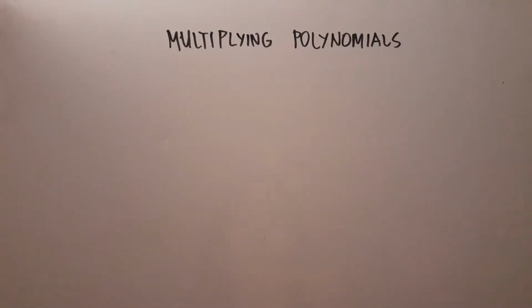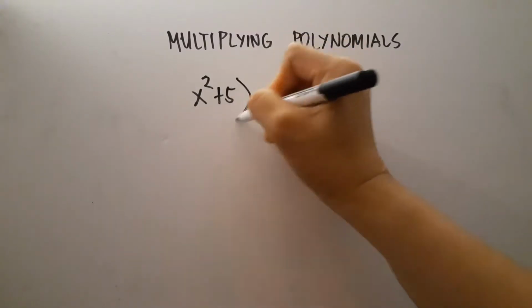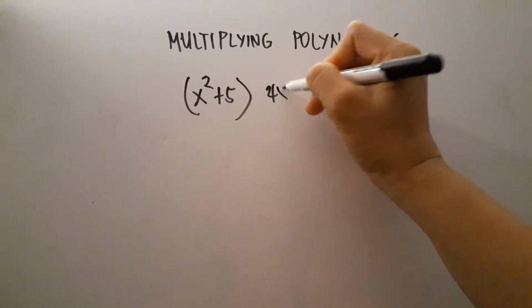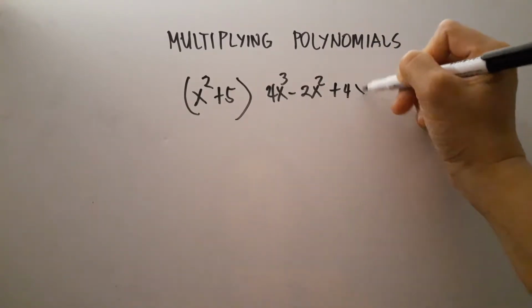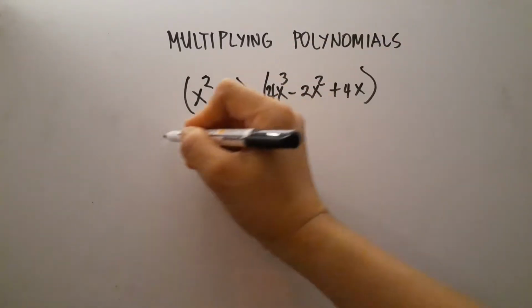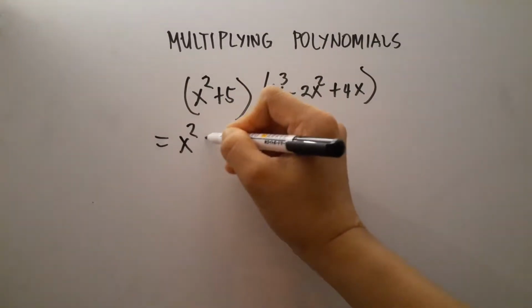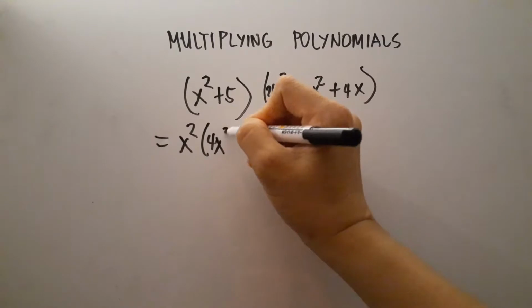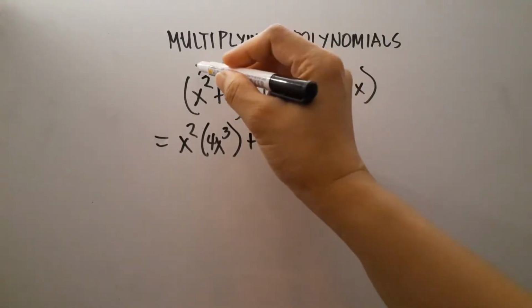And let's have multiplying two polynomials. We multiply each term of one polynomial by each term of the other. Either polynomial can be written first in the product. For example, x squared plus 5 times the quantity of 4x cubed minus 2x squared plus 4x. We can multiply each term by the first polynomial.